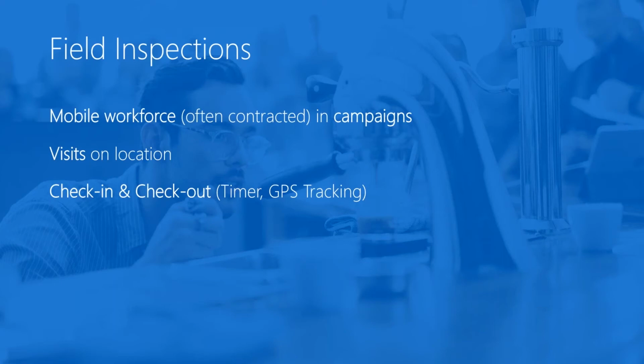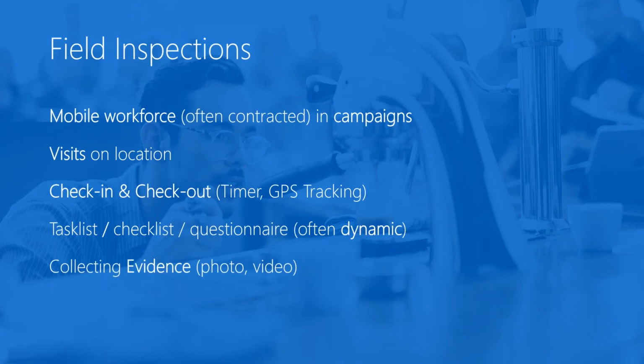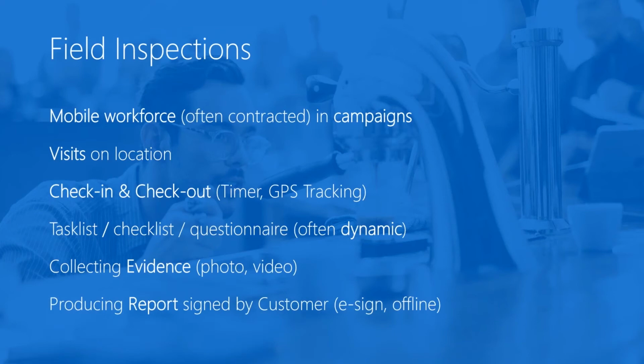At the heart of the inspection, there is usually a task list or a checklist or a questionnaire, which is usually dynamic. So really the set of questions, set of tasks, set of checks that the user sees and has to perform at the site. Once at the site, they usually collect evidence, be it photos, videos, or even audio, and oftentimes they generate reports which are signed by the customer. These can be electronically signed, or it can work offline.